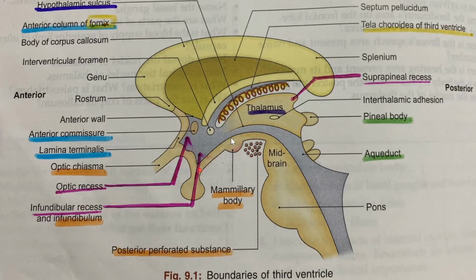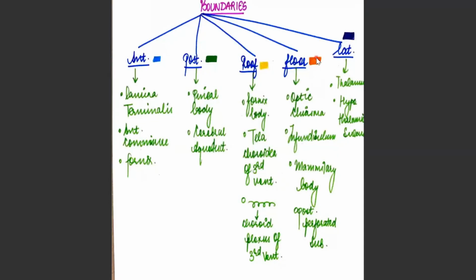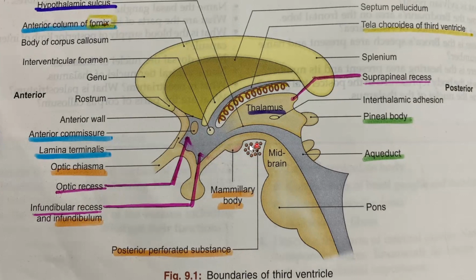Now talking about the floor, this portion here. So the floor I have marked with orange color. The floor has the optic chiasma, infundibulum, mammillary bodies, and the posterior perforated substance. So these structures are the posterior perforated substance. Then there is the mammillary body, fine. And here with orange I have shown the infundibulum part, and this portion is the optic chiasma. Fine. So these lower portions that you see, starting from the optic chiasma to the posterior perforated substance, these are your floor areas.